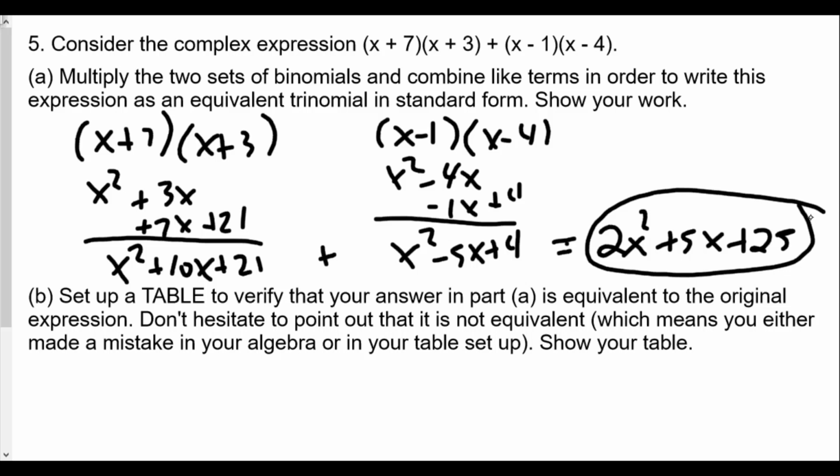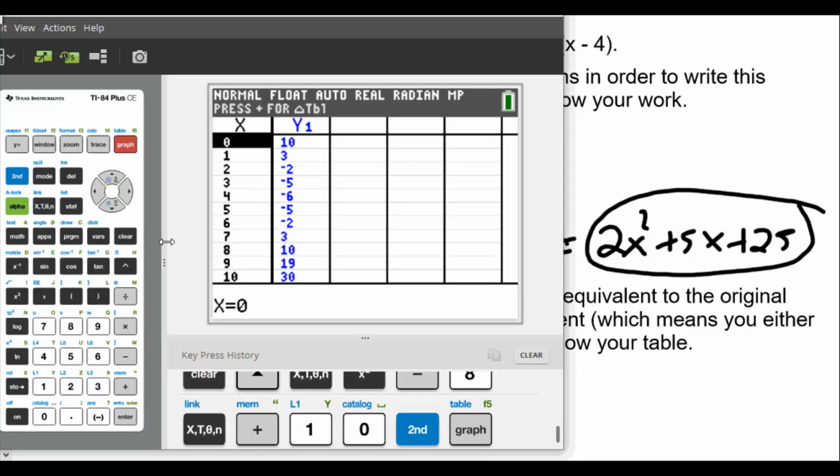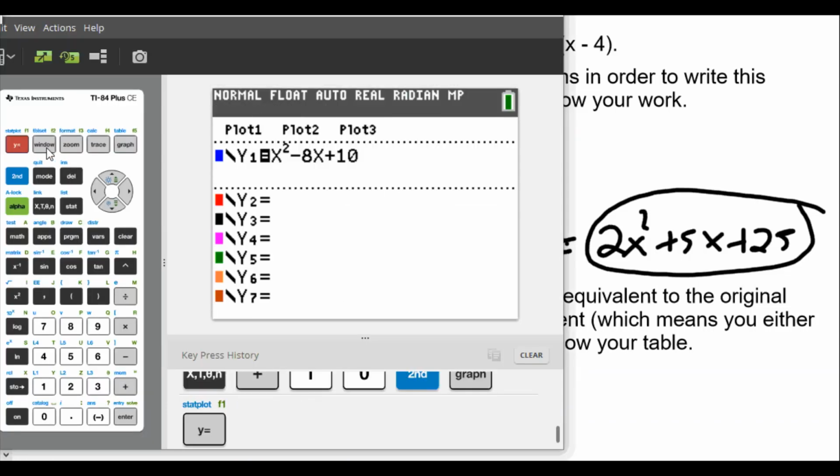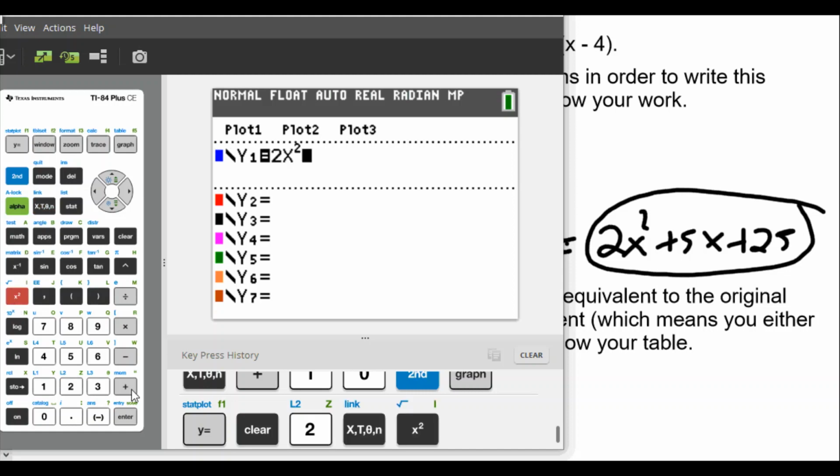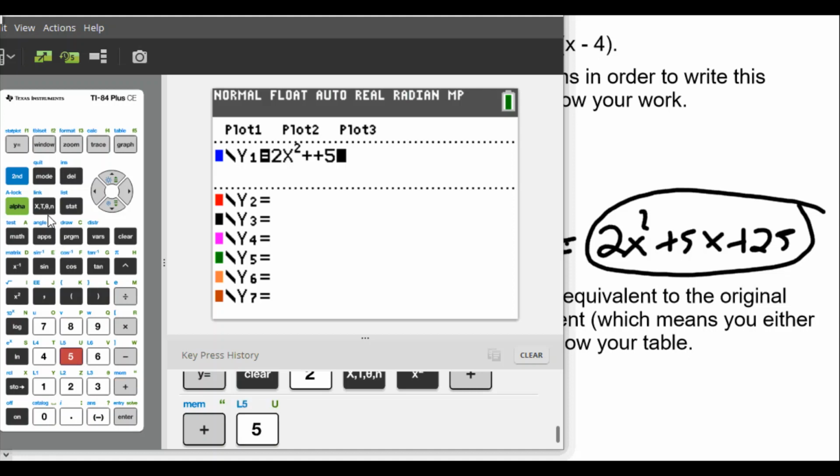Now set up your table to verify the answer. Part A is equivalent expression. Now how we're going to do this, I'm going to use our table. Okay, so now go to y equals, I'm going to clear this. All right, and so we'll type in 2x squared plus 5x plus 25.